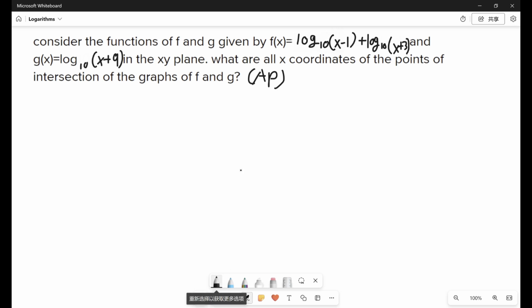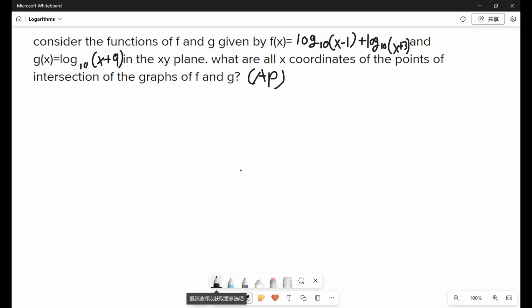In this video, we're going to do two AP problems in logarithms. The first one says, consider the functions f and g given by f of x equals log base 10 of (x minus 1) plus log base 10 of (x plus 3), and g of x equals log base 10 of (x plus 9). In the xy plane, what are all x coordinates of the points of intersection of the graphs of f and g?